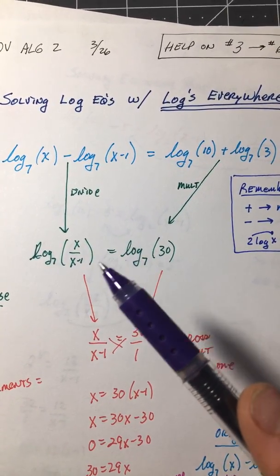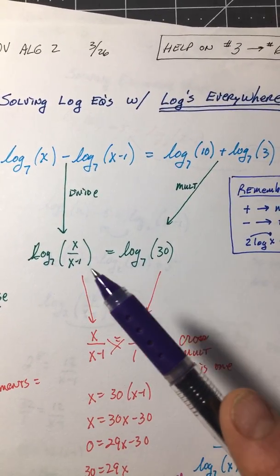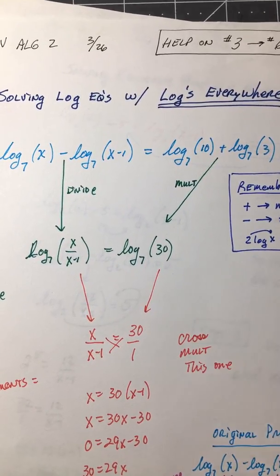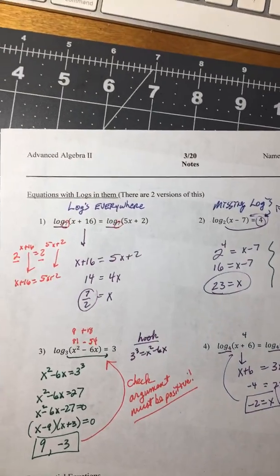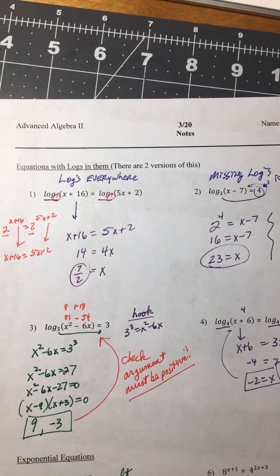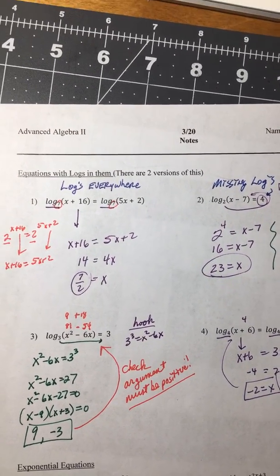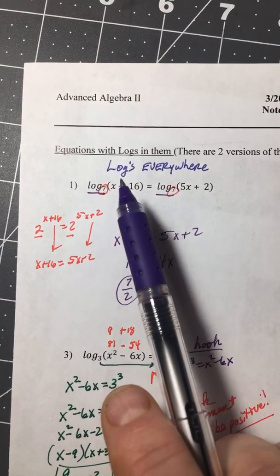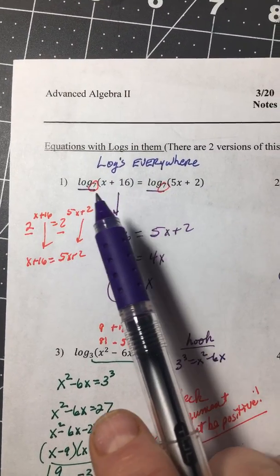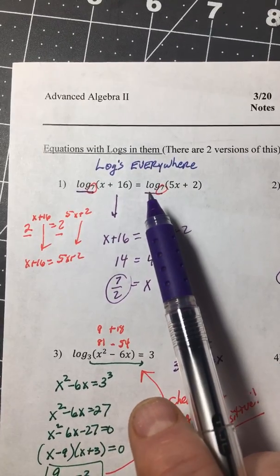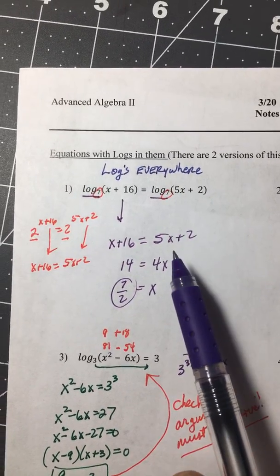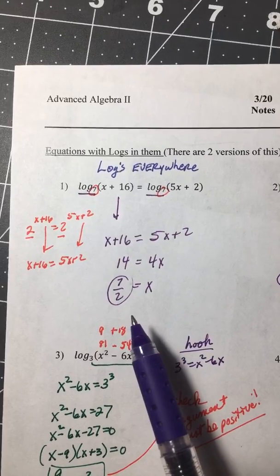Now you have log base 7 equals a log base 7, so now you can just drop those 2 down and make them equal. You can also go back to 320 notes. Okay, again back to 320, and look number 1 right here. It's where we had logs everywhere. We had the same log on both sides. Now it does have to be a single log on this side and a single log on that side. You just drop down those arguments and solve that equation.